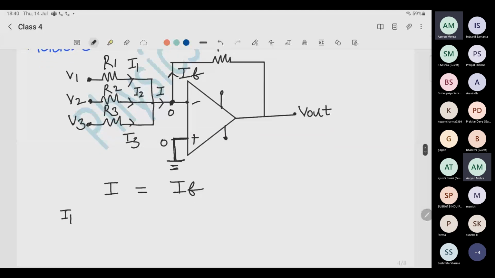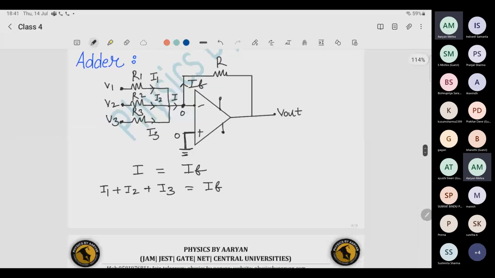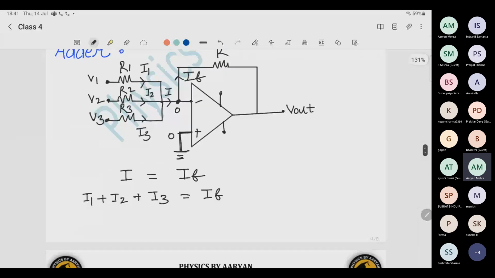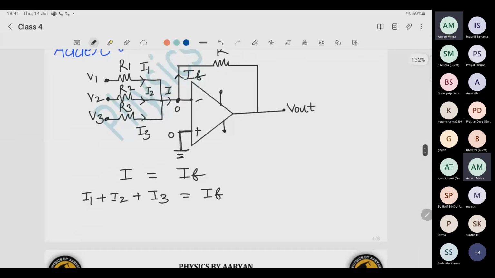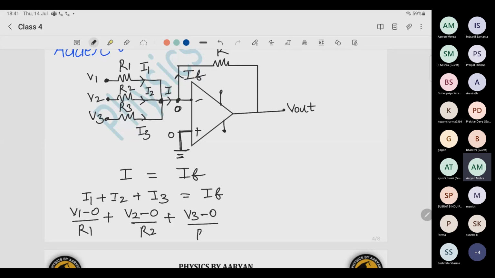So I is equal to IF without any problem. I is equal to I1 plus I2 plus I3. Very simple. No problem till here. What is I1? I1 is V1, since if this is 0, this point is also 0. Simple. So I1 is V1 minus 0 divided by R1. Similarly, what is I2? V2 minus 0 divided by R2. What is I3? V3 minus 0 divided by R3.